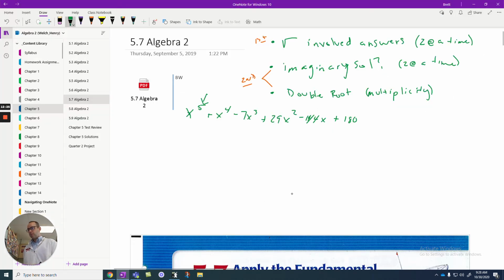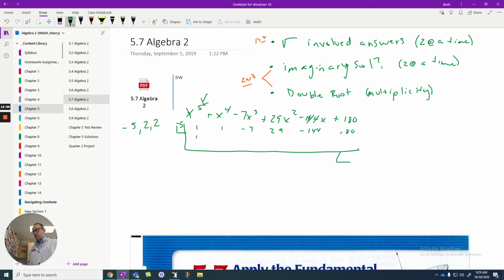division. We're going to start here by building our synthetic division. Nice long sequence. We had -5 and 2, but we're supposed to use 2 twice. So I'm going to start with -5. There's a 1, 1, -7, 29, -144, and 180. The first number always drops down. 1. -5 times 1 is -5. 1 and -5 is -4. -5 times -4 is a +20. That gives me 13. -5 times 13 is -65.